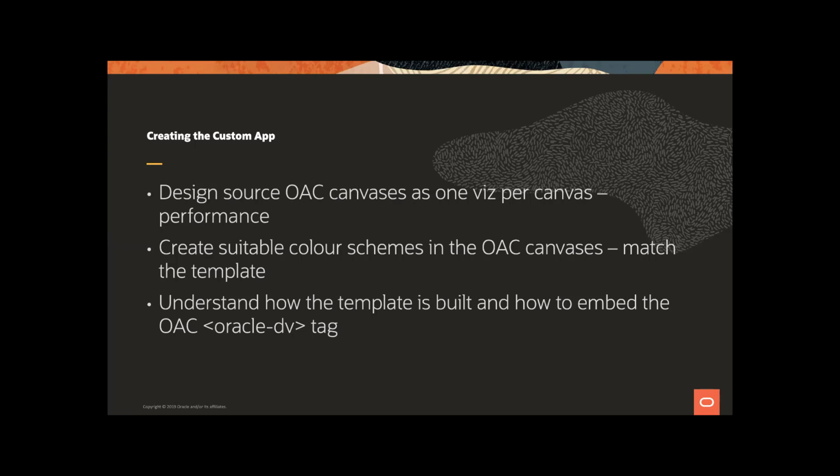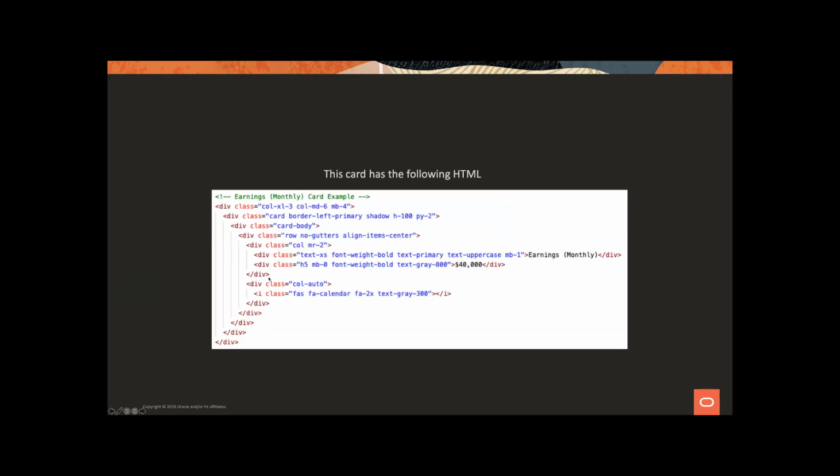And then what you want to do is take a look at a template, if that's how you've started, and try and understand how that's built, and then where you can embed the Oracle DV tag. So what I mean by that is, this is an example of one of those cards, and this is what it looked like from the template. And the code behind that was this. This is the HTML. So you can see there's a number of divs with the appropriate classes to give it that kind of look and feel.